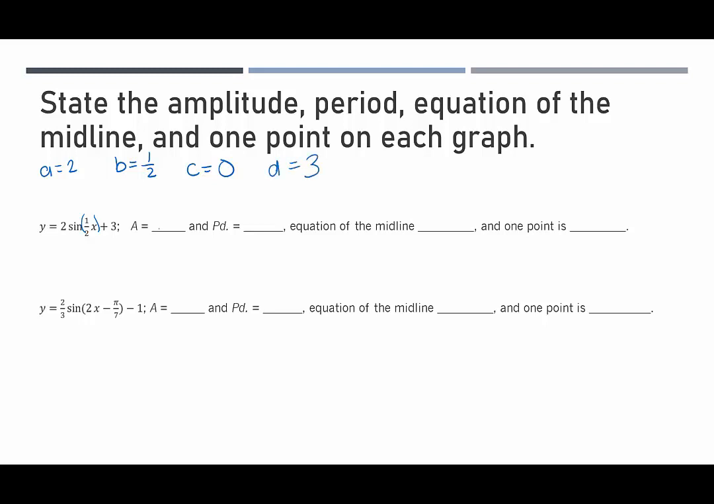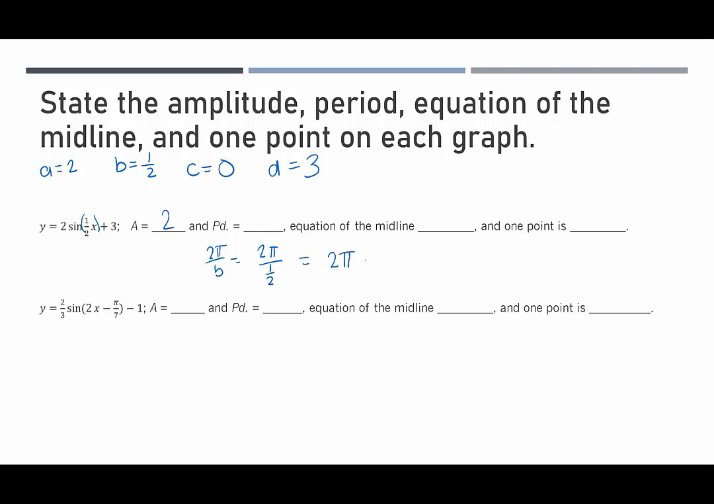Okay, the amplitude, remember how we find that? That's the absolute value of a. That's going to be 2. The period, we have 2 pi over b, so we're going to substitute in 1/2 for b. This is 2 pi over 1/2. Be really careful when you're plugging in a fraction into a fraction because you don't want to lose the original fraction. How do we simplify this? Because this is now a complex fraction.